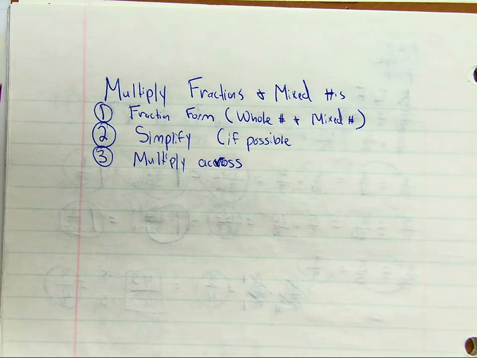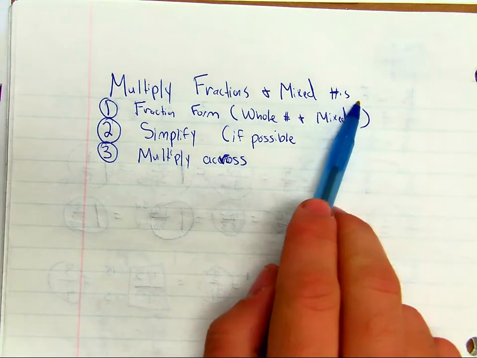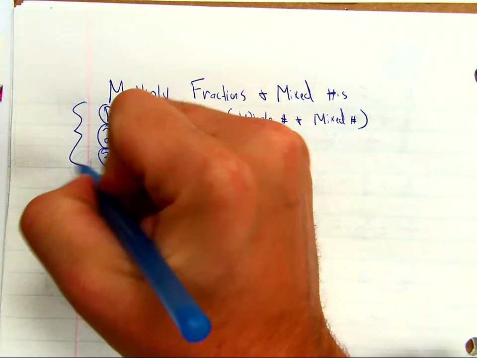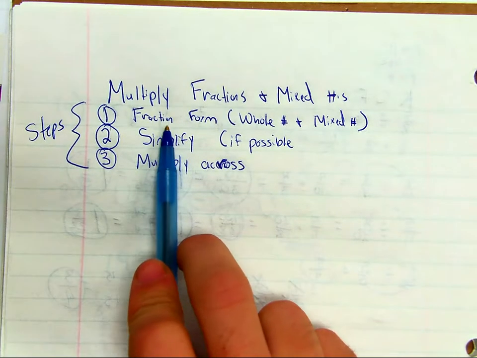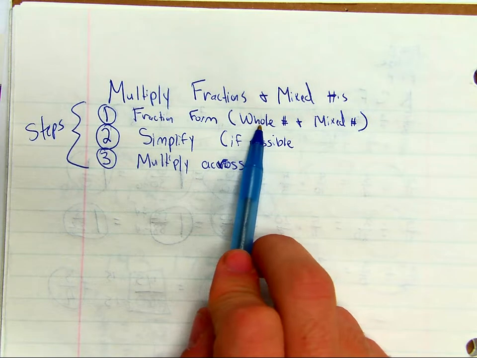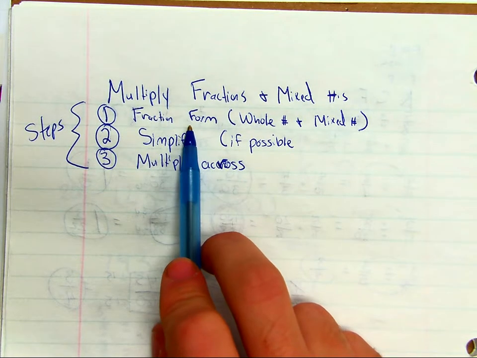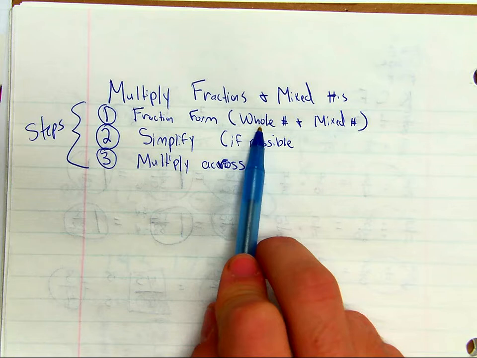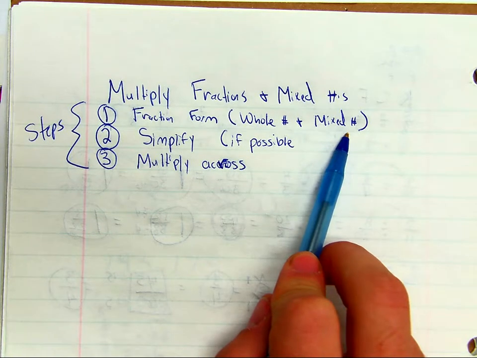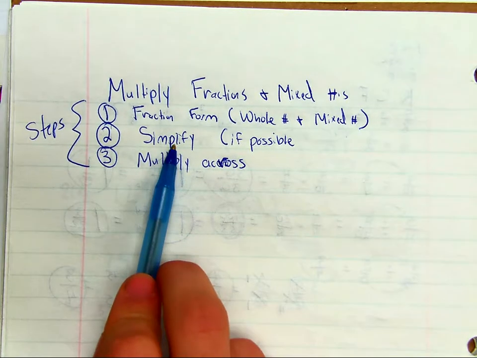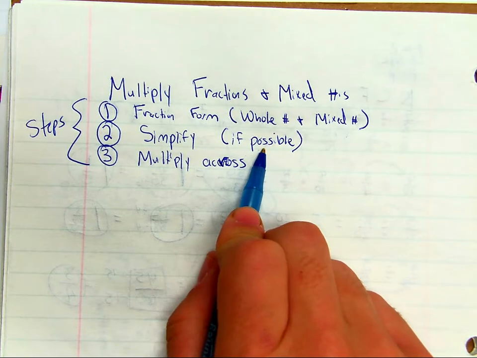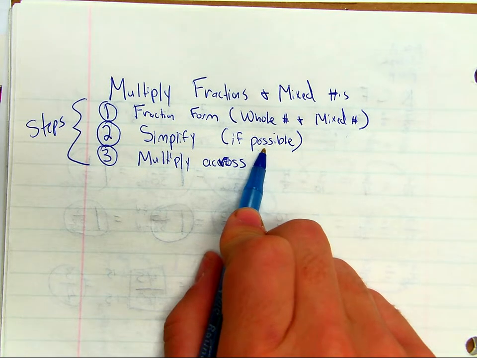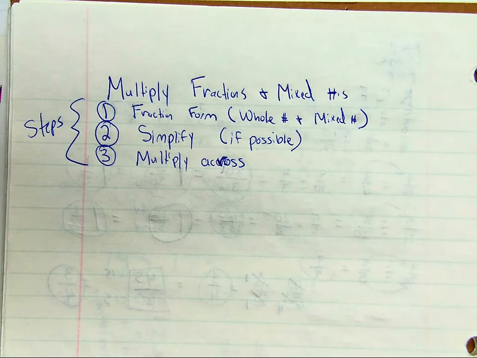Alright, so today we're going to look at multiplying fractions and mixed numbers. Our steps here. The first thing you always want to do is make sure it's in fraction form. And when I say that, fractions are obviously always in fraction form, but whole numbers we need to make into fractions, or mixed numbers we need to make into fractions. Second thing you want to do is try and simplify, and it's not always going to happen, but sometimes it is. We'll look at that, and it just makes the problem a little bit simpler to do. And then third thing would be to multiply straight across.